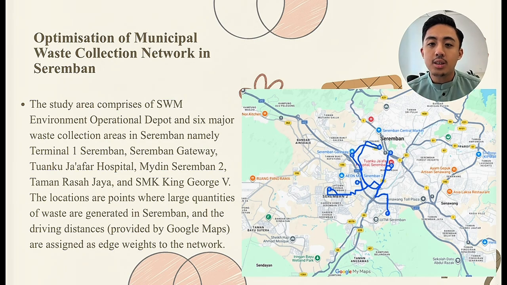Now, this figure shows the study area in Seremban, Negeri Sembilan. The network consists of the SWM Environment Operational Depot and 6 major waste collection locations, which consist of Terminal 1 Seremban, Seremban Gateway, Tuanku Jaafar Hospital, Mydin Seremban 2, Taman Rasa Jaya, and SMK King George V. The driving distances between these locations were obtained from Google Maps and used as the edge weights.